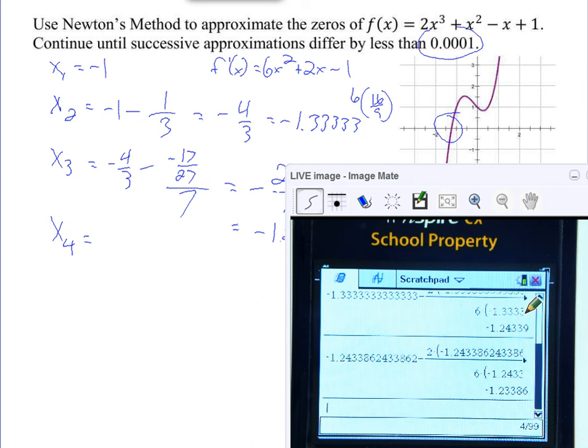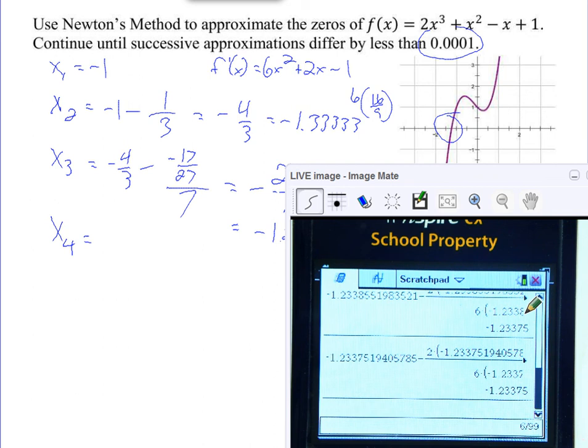-1.23386. We're still not there. Press enter one more time. -1.23375. We need to differ by less than 0.0001 though. And right now we are 0.0001, but it's not quite. So one more. I mean, it's not that hard to press enter one more time, and we get the exact same result based on what we see here.